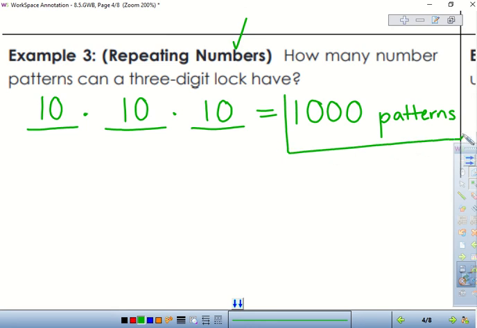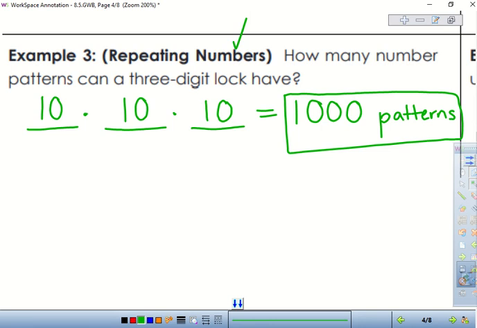Now, once again, order does matter here. Because if you have a locker combo and it's 256, is 652 going to open it? No, see how order matters? Which means it's a permutation. We don't need to divide by anything.